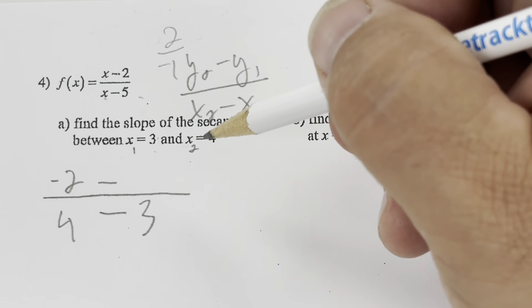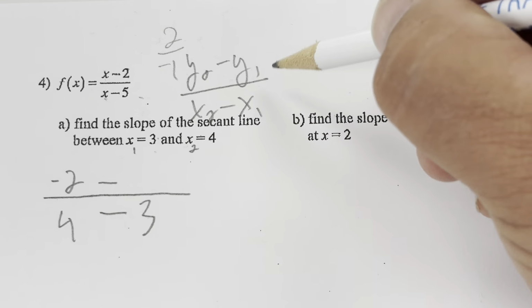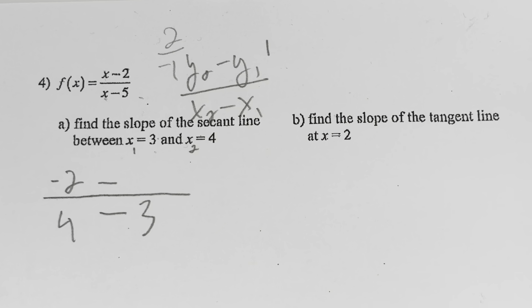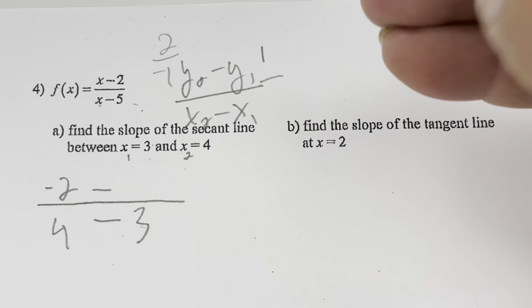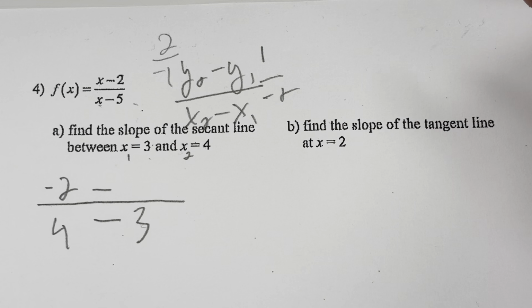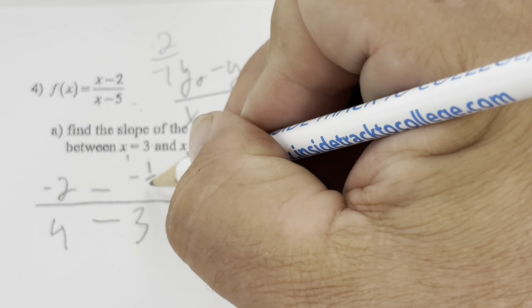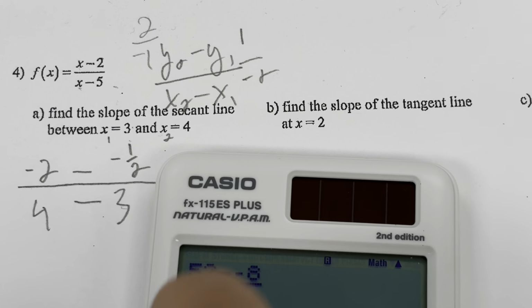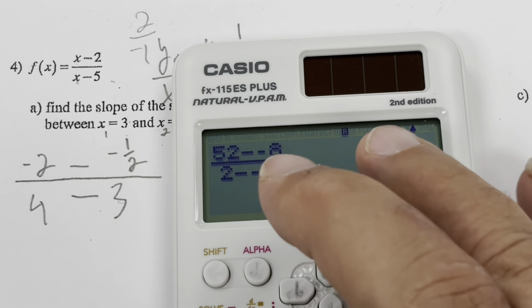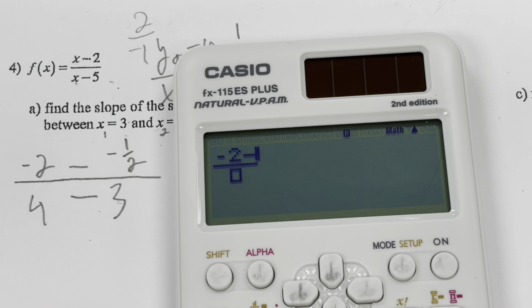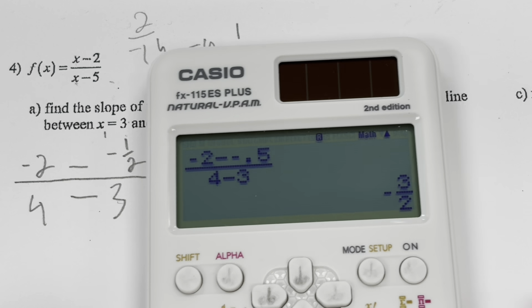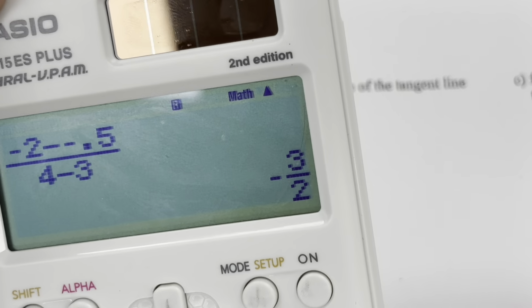I'm going to plug in the 3 now. 3 minus 2 is 1 over 3 minus 5, that's -2. So that would be -1/2. Ooh, I am definitely going to use the calculator on this one. So I'm going to hit my fraction button. -2 minus -0.5, down arrow, 4 minus 3. That's going to give me a slope of -3 over 2.